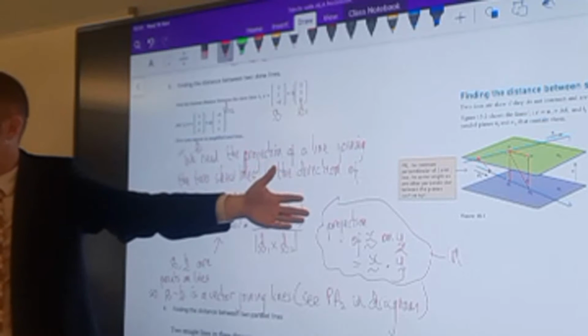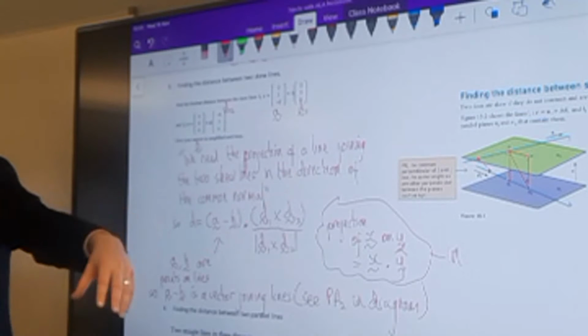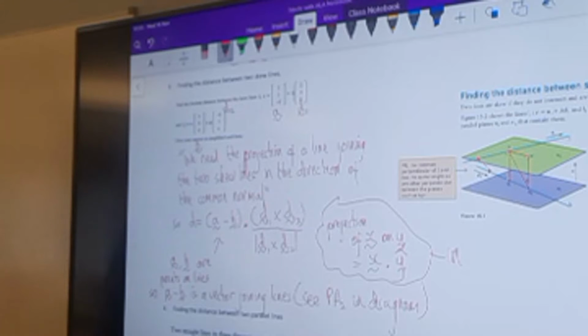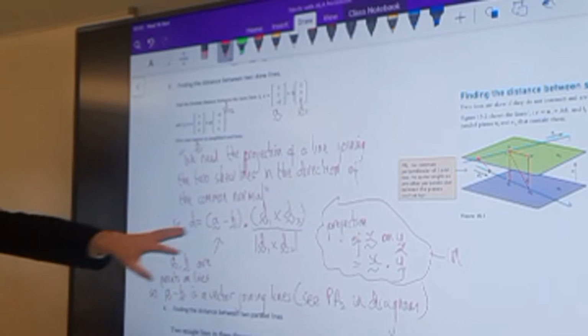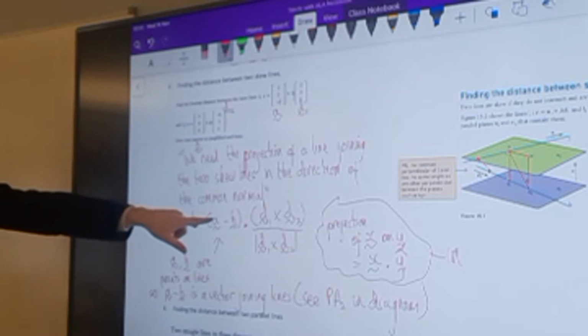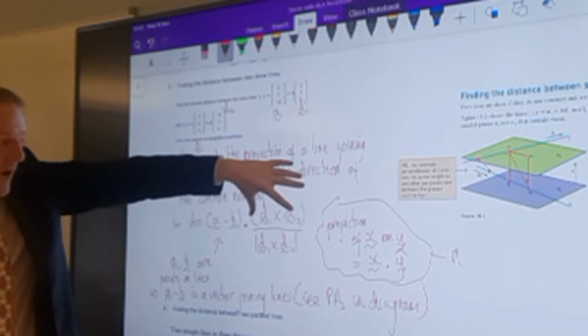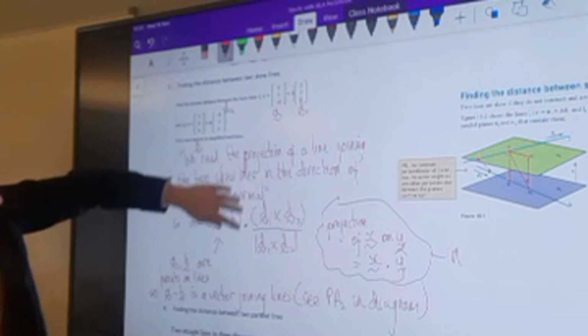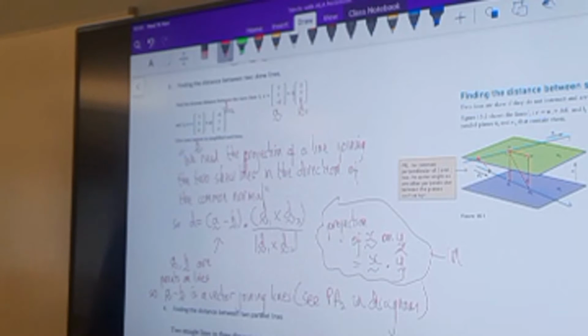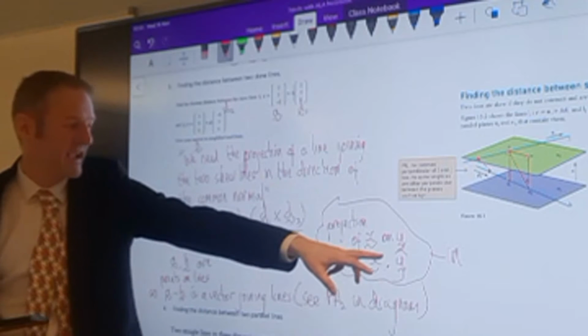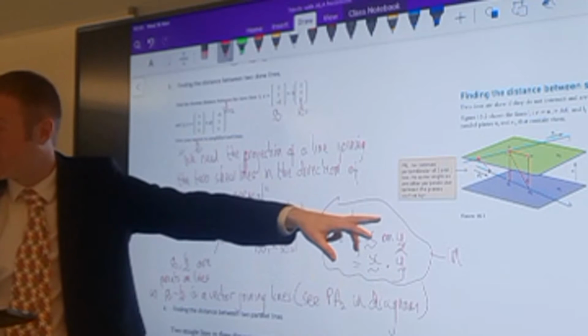Have you understood what a projection is? The projection of x in the direction of y is x dot y hat. So I've used that formula: this is my x and this is my y, and so that is my y hat. So y hat is a unit vector in the direction of y.